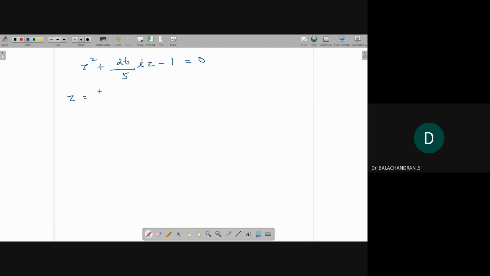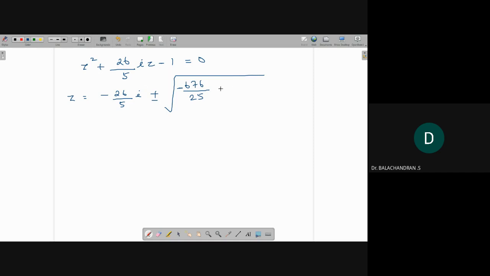So z equal to minus b plus or minus root of b square. (26 by 5 i) whole square is... 26 square is what? 676. 676 divided by 5 square is 25. i square is minus 1. Okay, this is actually b square.